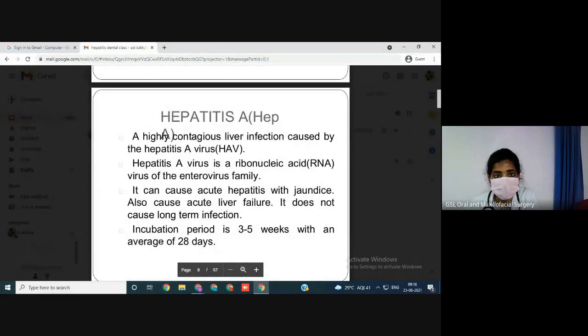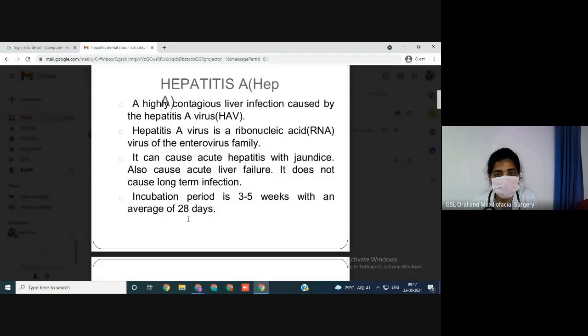Hepatitis A is a highly contagious liver infection caused by the hepatitis A virus, a ribonucleic acid virus of the enterovirus family. It causes acute hepatitis. The patient will present with jaundice, and sometimes acute liver failure. In acute liver failure, along with jaundice, we will have bleeding tendencies and defective synthesis of the liver and all. It is self-limiting, and there are no chronic or long-term complications associated with hepatitis A virus.